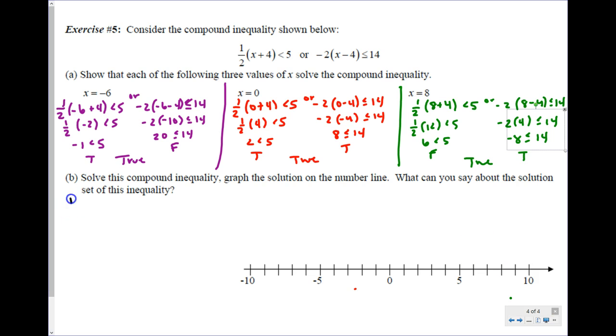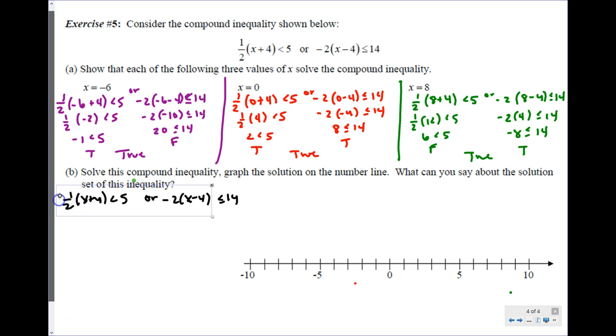So I have 1/2 x plus 4 is less than 5, or -2 x minus 4 is less than or equal to 14. I'm going to solve. So the first thing I'm going to do is get rid of this fraction with 1/2. So I'm going to multiply both sides by 2 to cancel it out. That leaves me with x plus 4 is less than 5 times 2 is 10. Now I subtract 4 from both sides, and x is going to be less than 6. Now, you could have distributed the 1/2, but I think that's harder. I think learning to get rid of fractions by multiplying by the denominator is a much easier way of solving these equations. Okay?